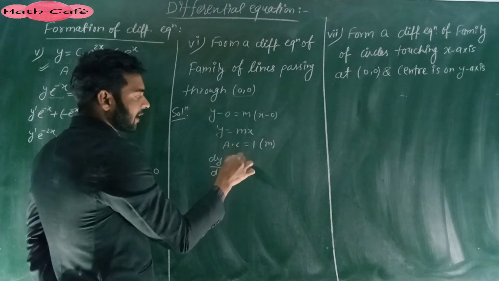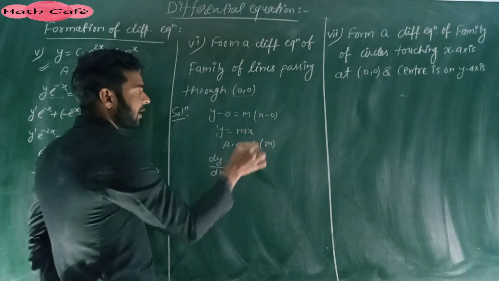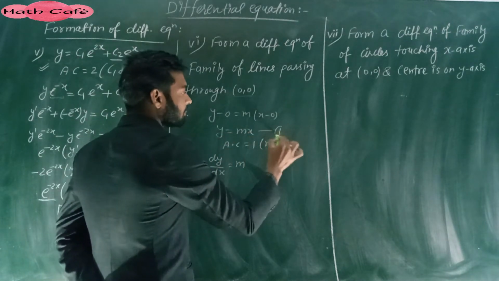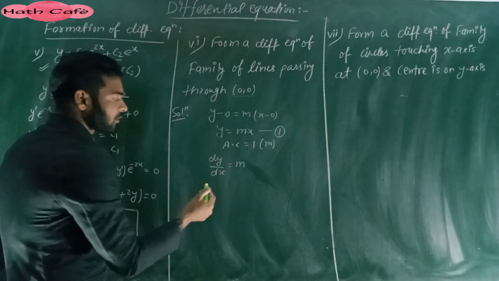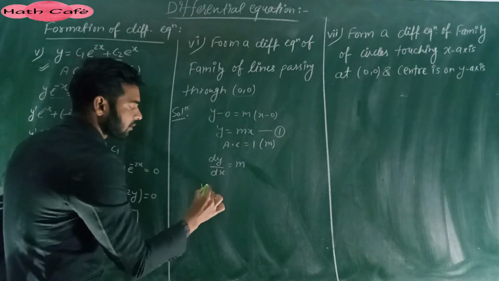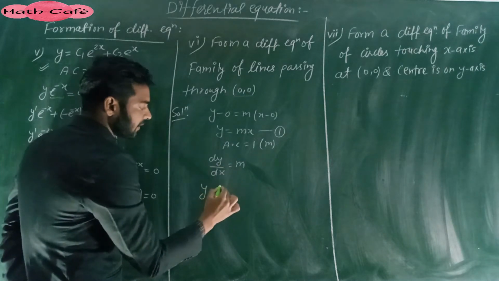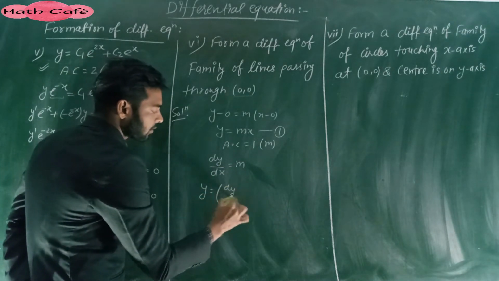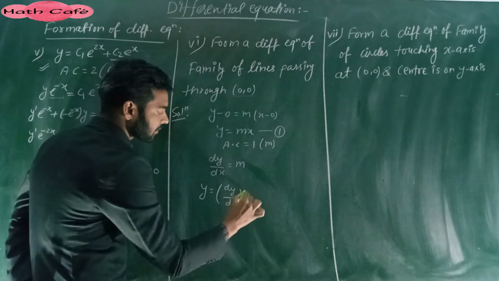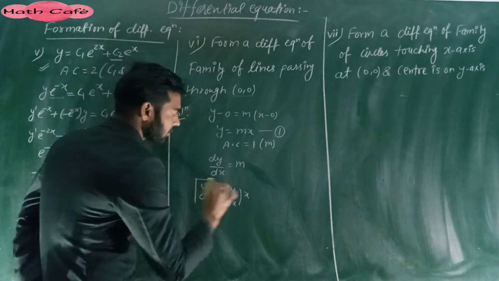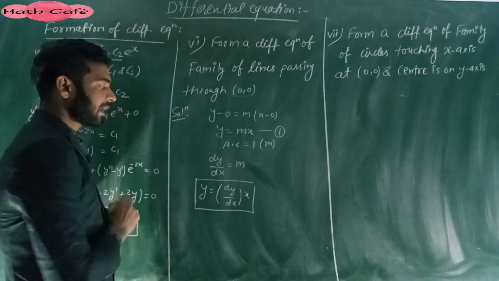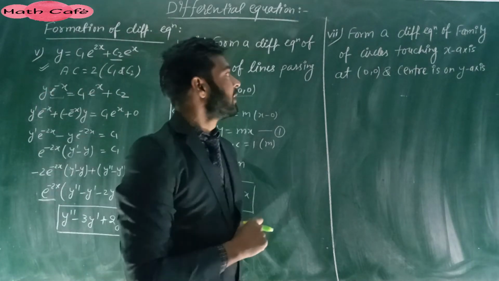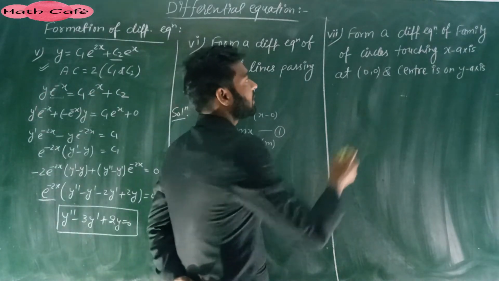To remove this m, I can put the value of m in the given equation number 1. So I am putting the value of m in the given equation number 1. So the equation will become y equals to m, that is dy by dx, into x. So the differential equation of the given equation will be y equals to x times of dy by dx. Let's move to the next example, which is written here.